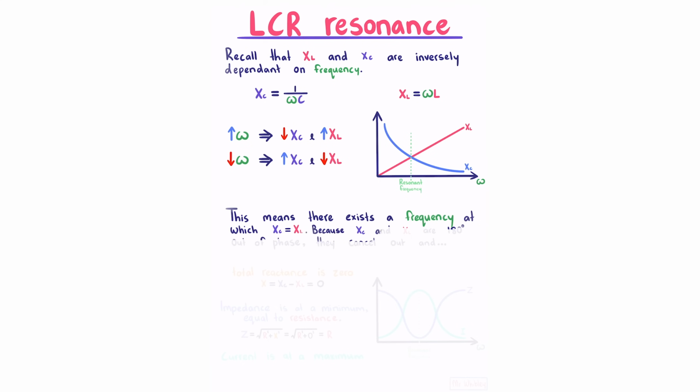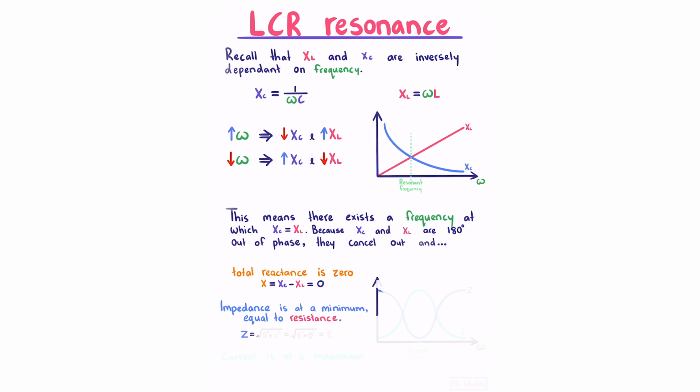Because our capacitor reactance and inductor reactance are 180 degrees out of phase, they cancel out, and our total reactance is 0, so our X, which is equal to XC minus XL, is equal to 0, which means that our impedance is at a minimum and is equal to our resistance. Mathematically, we have our impedance, which is equal to the square root of R squared plus X squared. In the case where our reactance is 0, we just get the square root of R squared, which is just R. Because our impedance is at a minimum, our current is at a maximum.